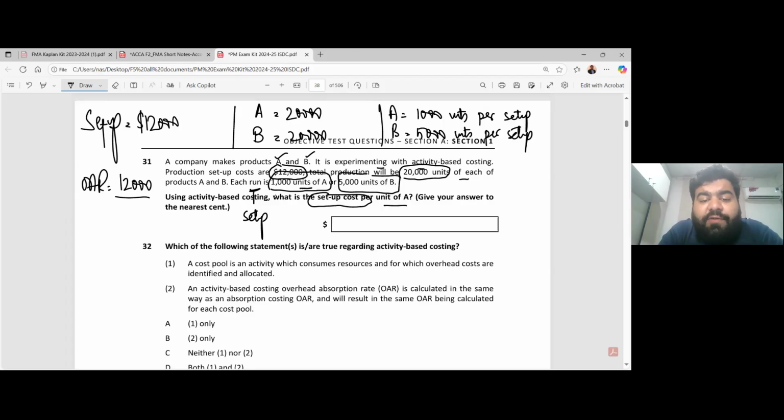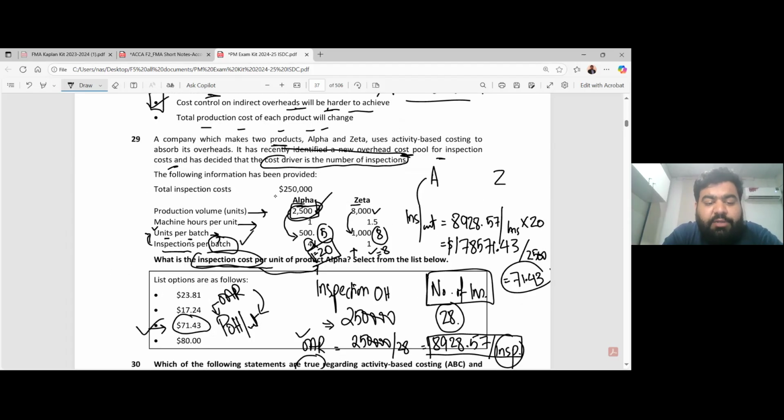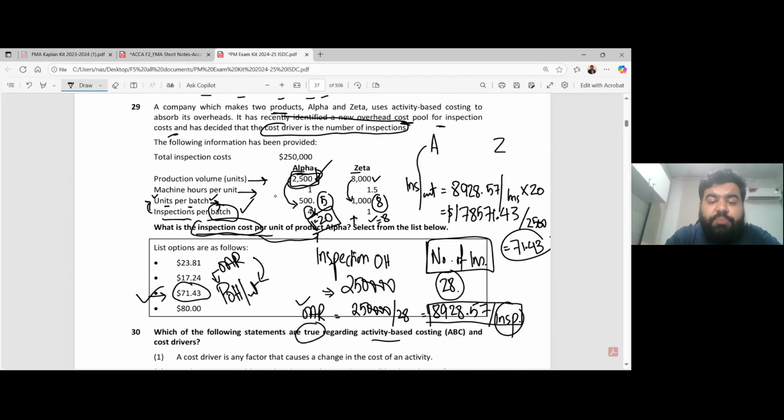Now they have not given us the number of setups. They told us that each run is having this number of units. Just like when we were doing the question here, it's written inspection per batch, but batches were not given. The item given was units per batch. So we do total production units divided by units per batch to calculate the batches.